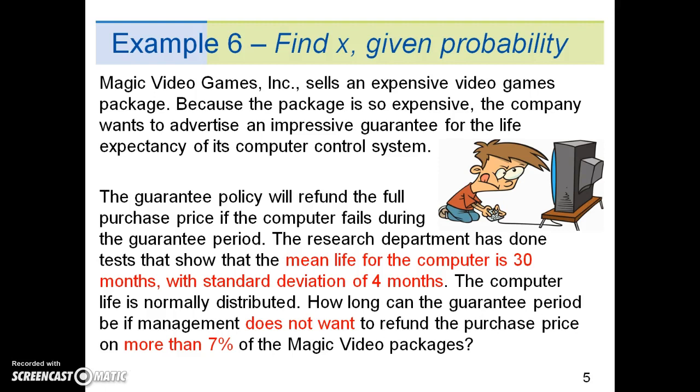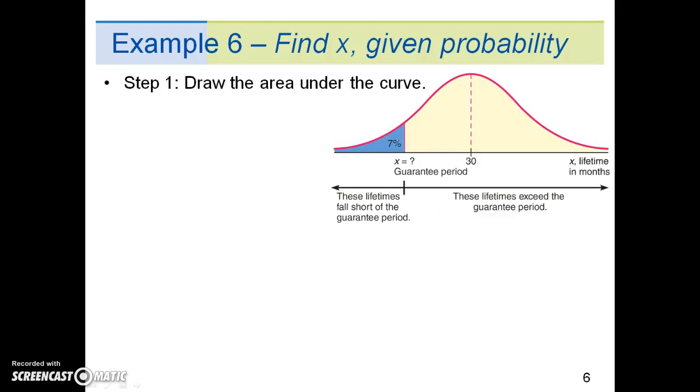The research department has done tests that show that the mean life for the computer is 30 months with standard deviation of 4 months. The computer life is normally distributed. How long can the guarantee period be if management does not want to refund the purchase price of more than 7% of the Magic Video packages? Step 1, draw the area under the curve.